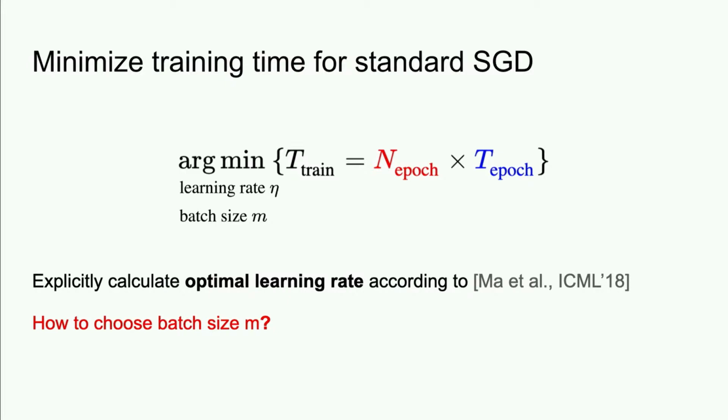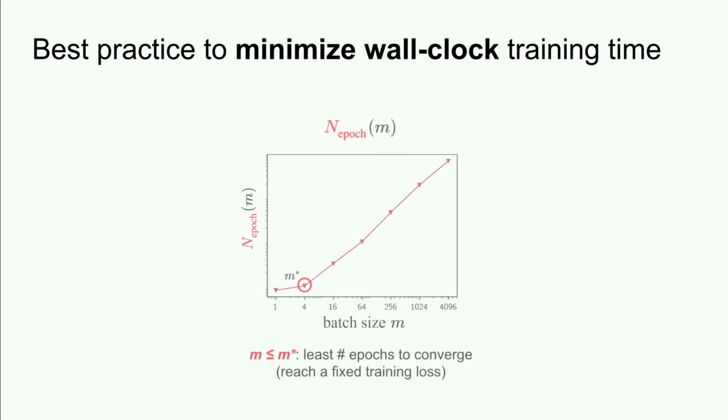And before we talk about how to do the minimization, let's break the training time into two parts. The first part is the number of epochs you need to converge to a certain training loss. And the second part is just the walk-off time to train one epoch. So the second part really depends on hardware and your model architecture.